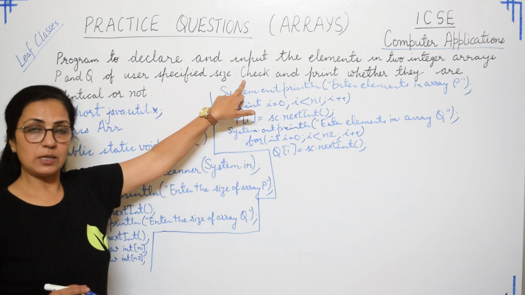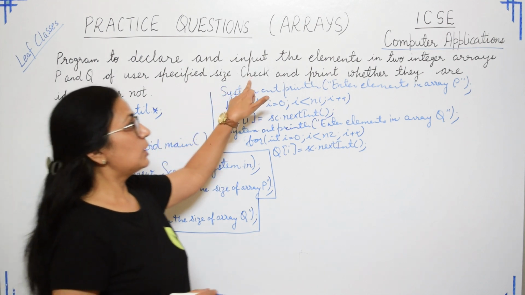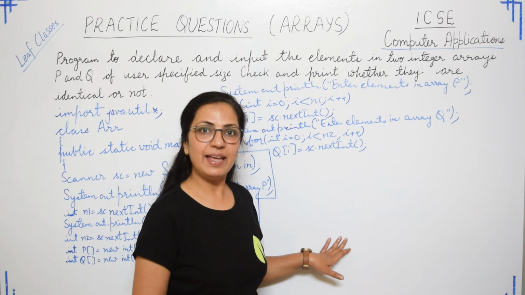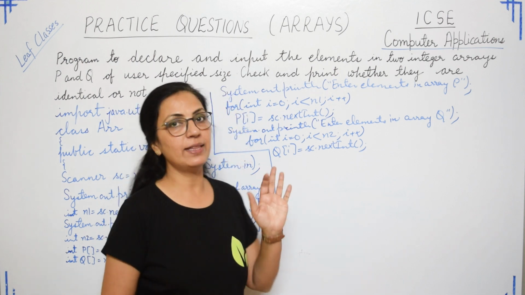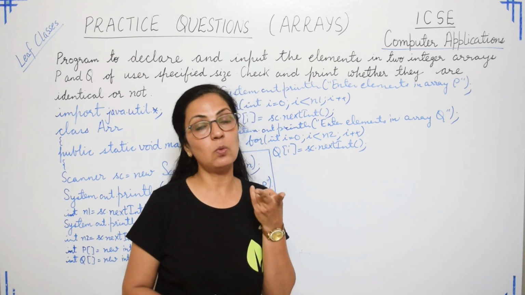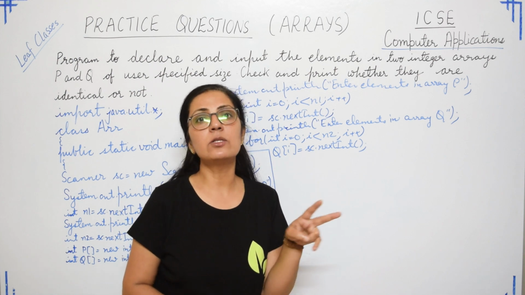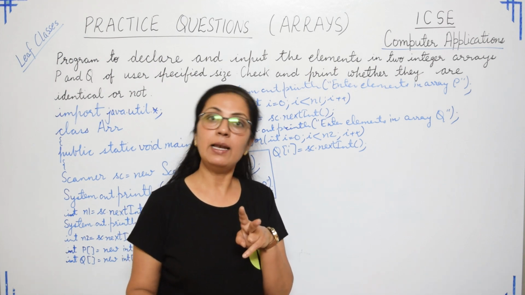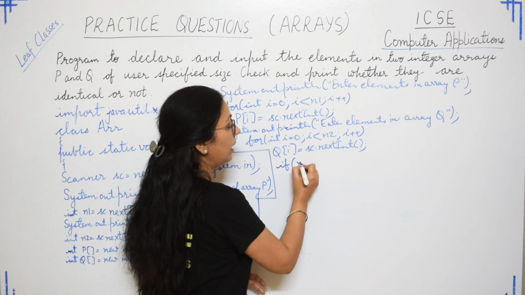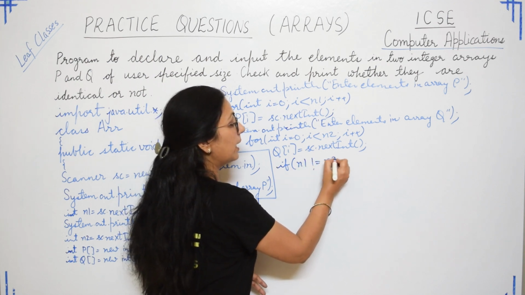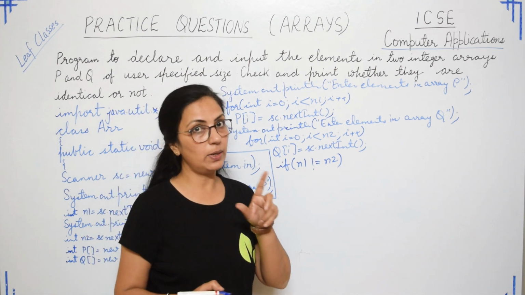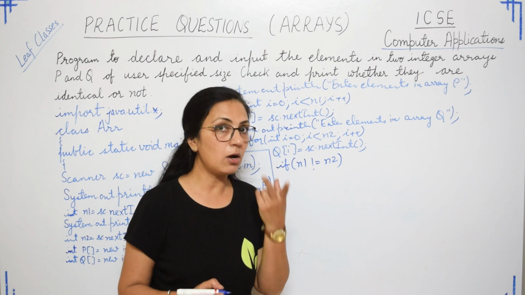Now the second statement of the question that we have to do: check and print whether they are identical or not. Now we have the elements in array P and array Q. For checking that, first we have to compare whether the size is equal or not. If the size is not equal, there is no need of checking. Simply we will terminate the program. So here we will check if n1 is not equals to n2. Not equals to, this is the not equals to symbol. If n1 is not equals to n2, that means the size is different, so they cannot be identical.